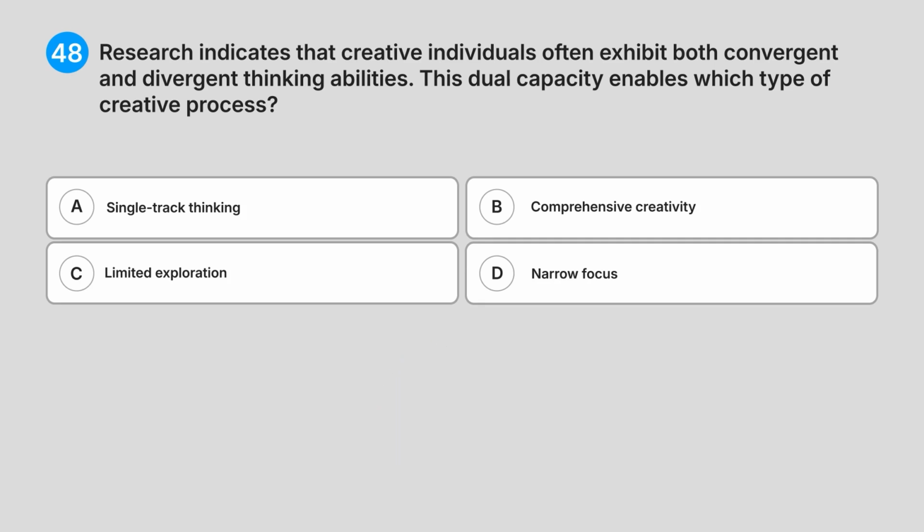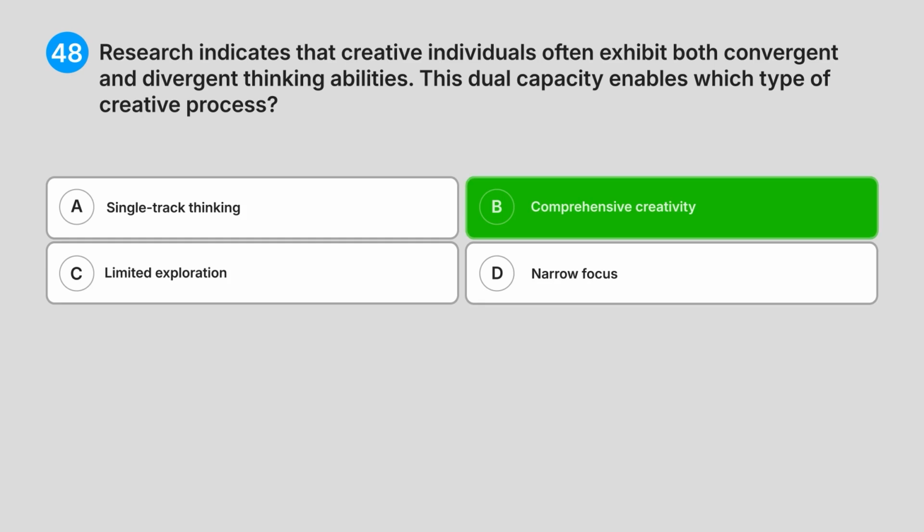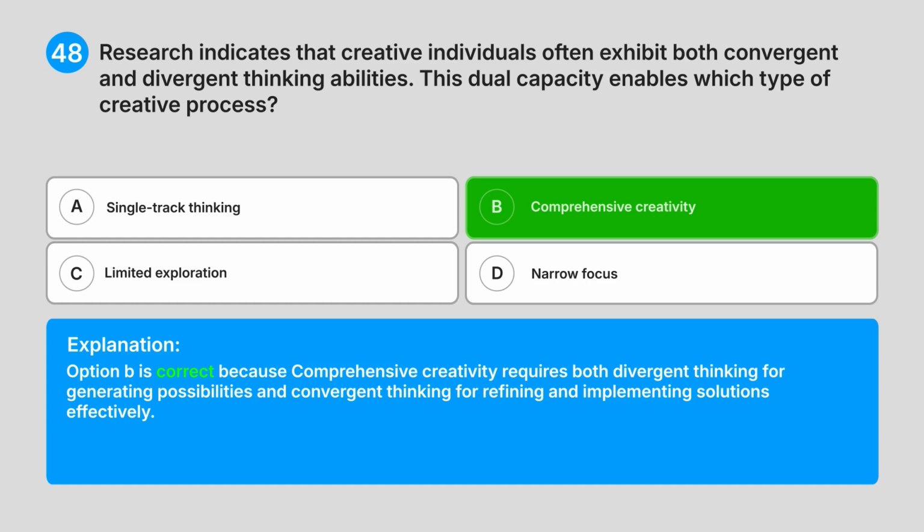Correct answer, B. Comprehensive creativity. Explanation: option B is correct, because comprehensive creativity requires both divergent thinking for generating possibilities and convergent thinking for refining and implementing solutions effectively.